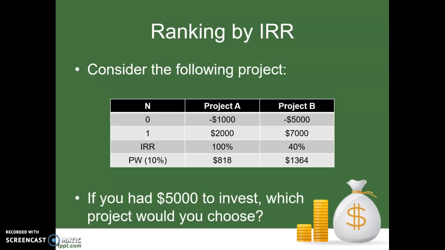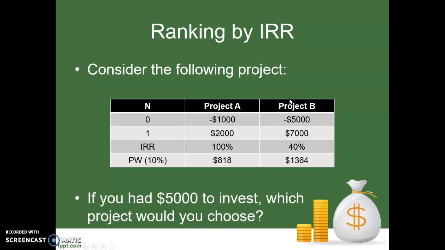Now, if we look at the present worth method of analysis, which we looked at in a previous chapter, we could see that the present worth of Project B is a lot higher than Project A. And so if you had $5,000 to invest, which project would you choose? I don't know about you, but I think I'm going with Project B.